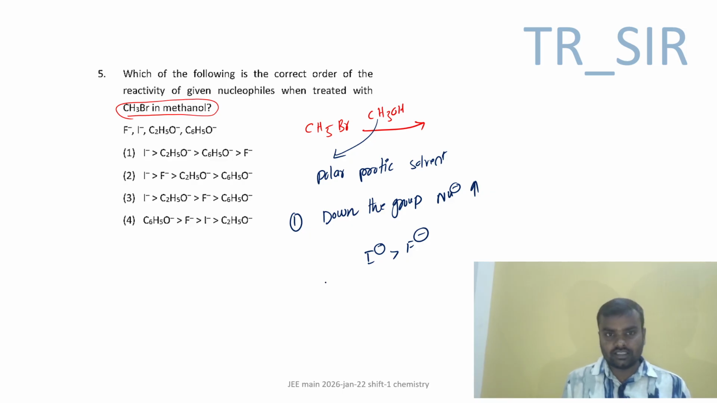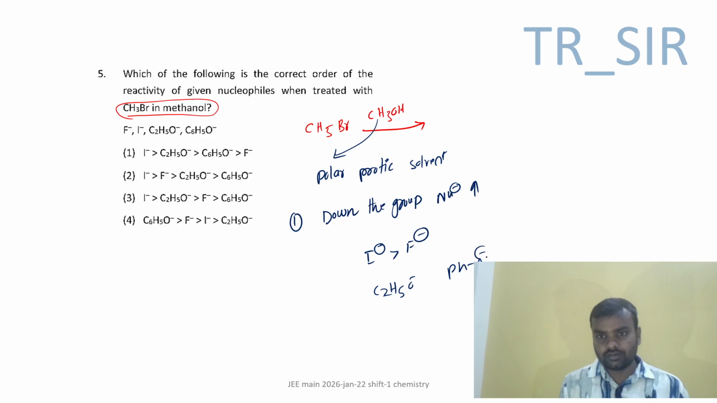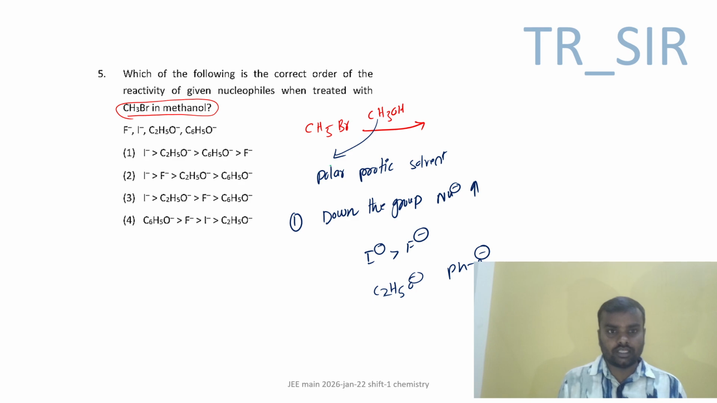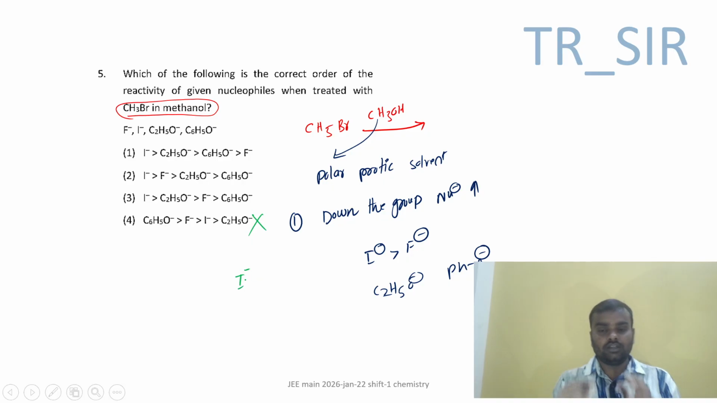Now, if you see C2H5O negative, PhO negative. Here, first one, iodine means iodide will be the most nucleophilic. So you can eliminate option D easily. Iodide, that is I minus, is the most nucleophilic because down the group solvation will be less, so it is able to attack very easily.